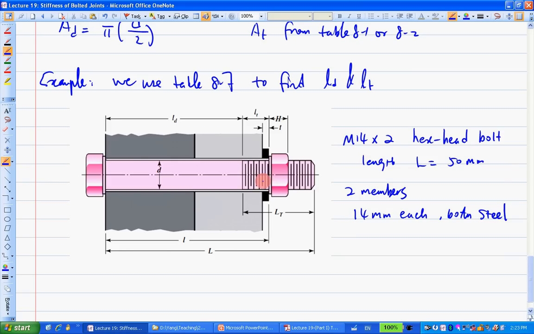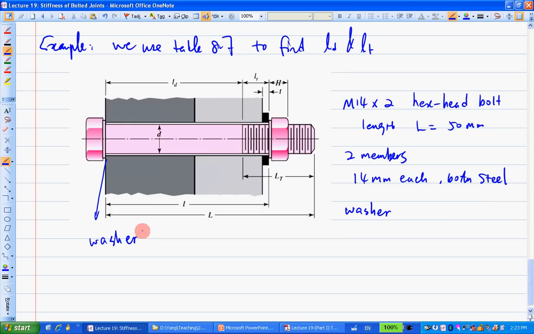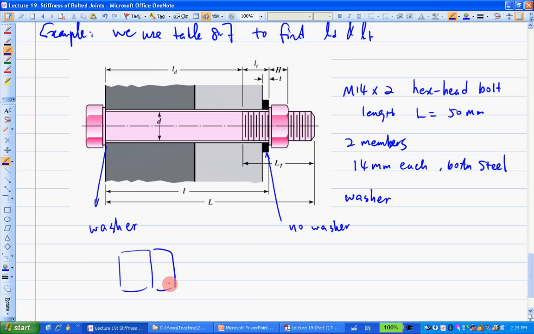There is a washer to fit under the head. This is actually a little bit different here. The question says there's a washer, but the diagram is not quite right. The diagram shows a washer here, but the question says there's a washer over here. But that's okay, no worry. So there's a washer out here, and there's no washer here. If you want to draw, you can just illustrate something like this.